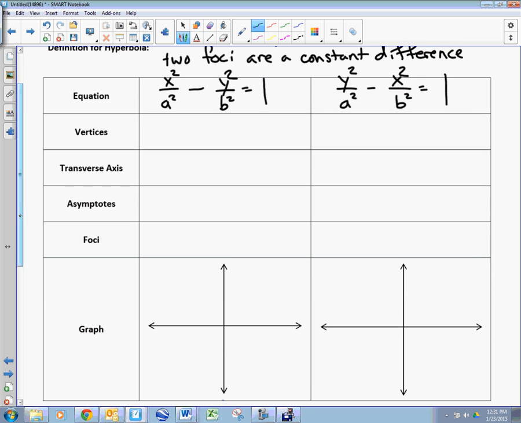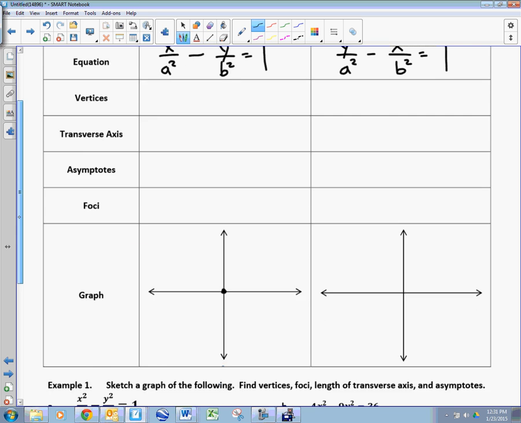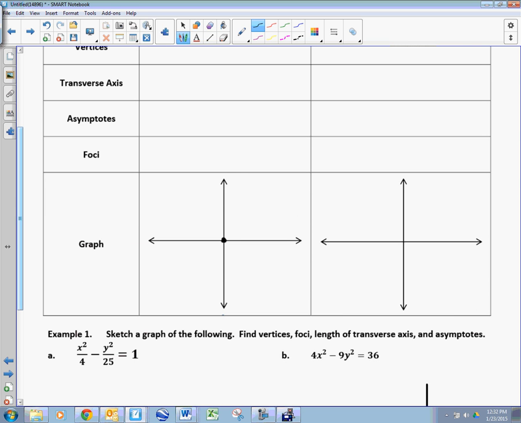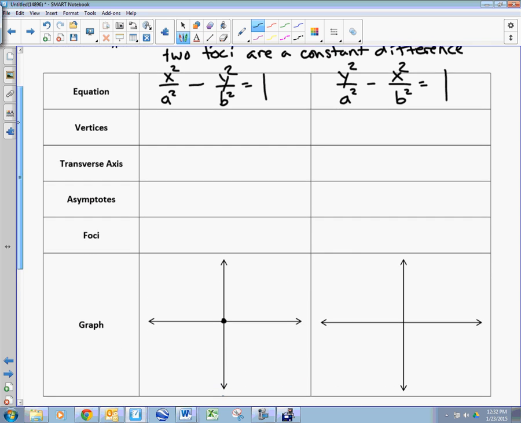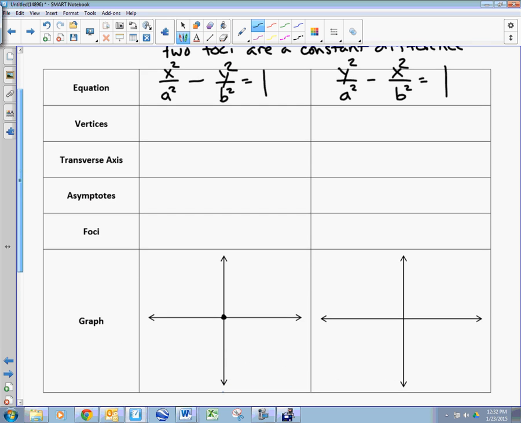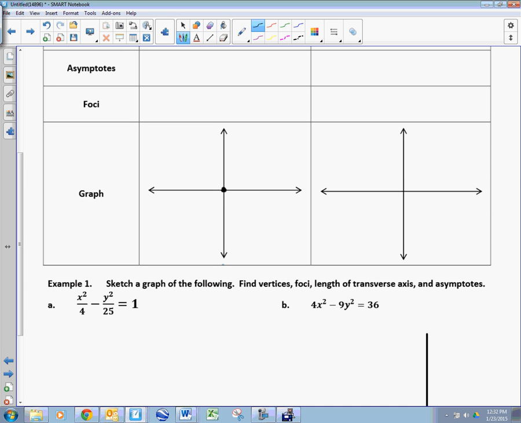And here's the shape that it makes. What we do is we plot the center at 0, 0. And then we draw a box. In this situation, since a is under the x, I move a units in the x direction, and I move b units in the y direction. And I do that all the way around, and I make a box.